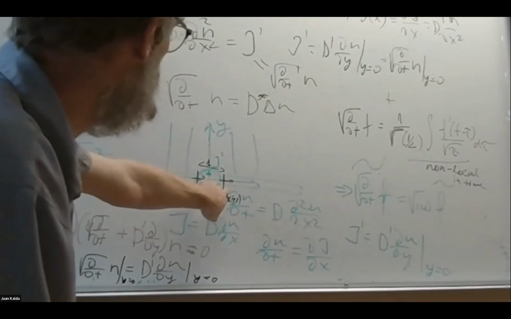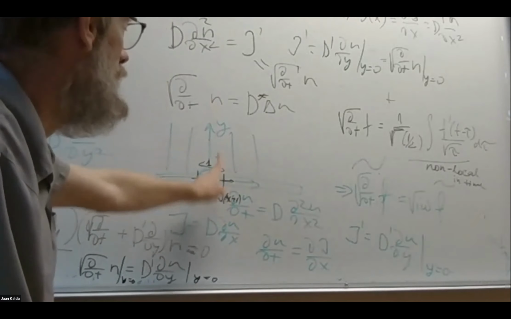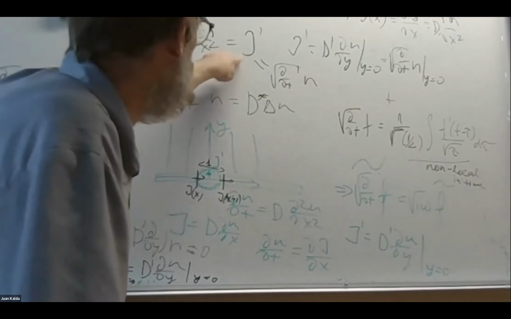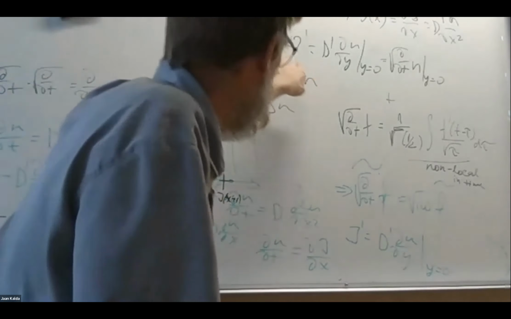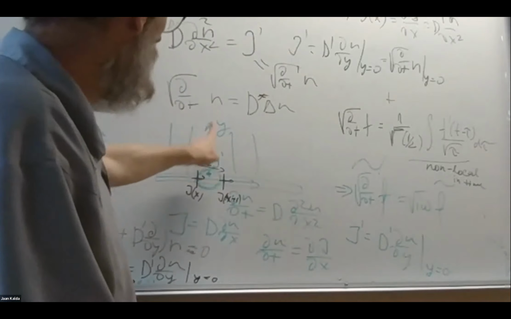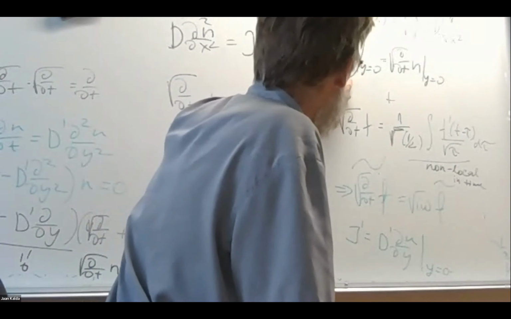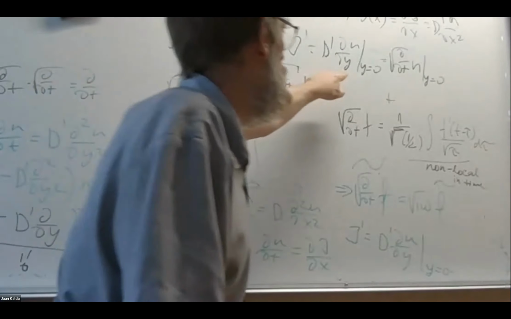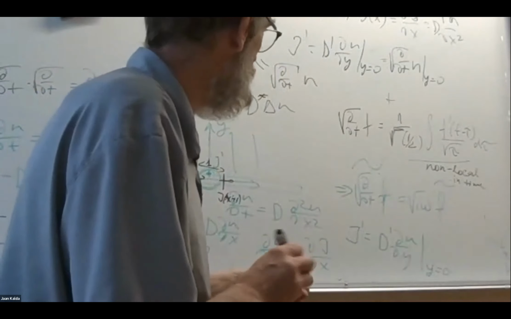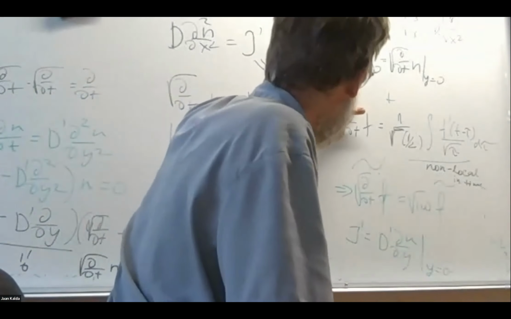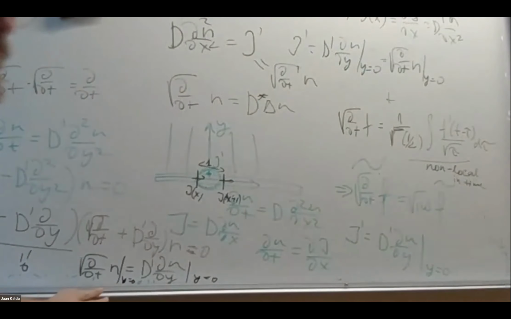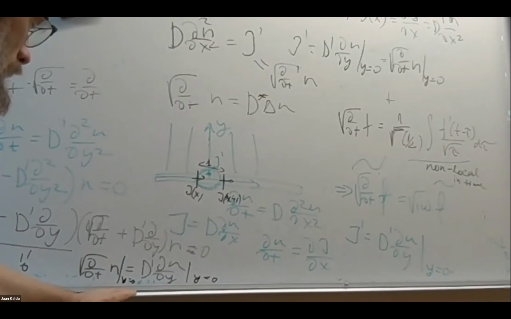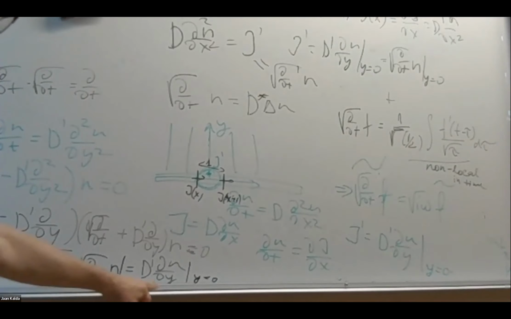And now the flux difference is caused by the flux into the T, which is J prime. And J prime is the diffusion coefficient into the T, prime, times dn over dy, taken at y equals 0, because we lose the flux to the tooth at y equals 0. We did the math before, so we concluded that this derivative is the square root of d over dt.